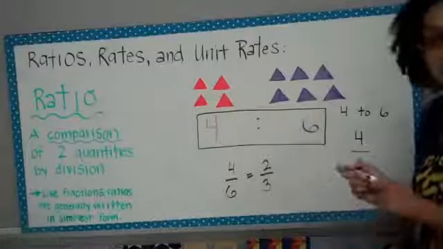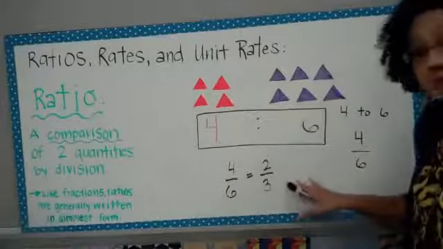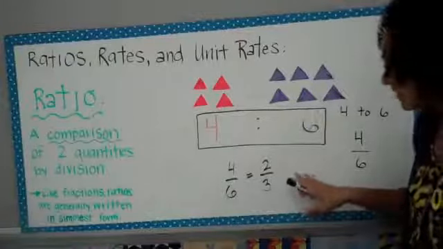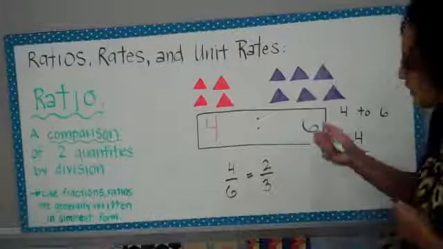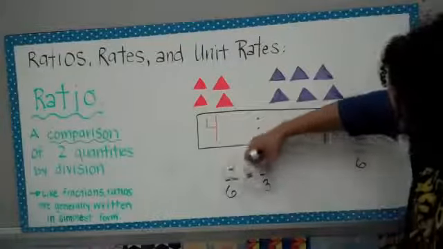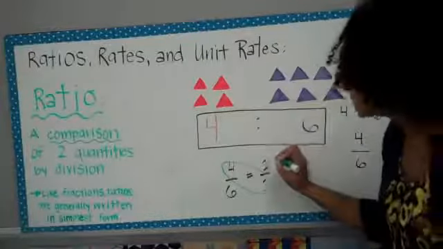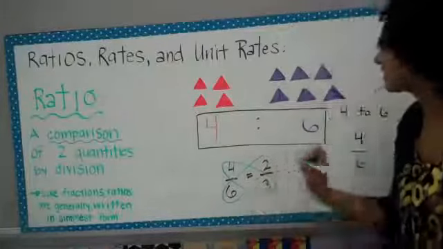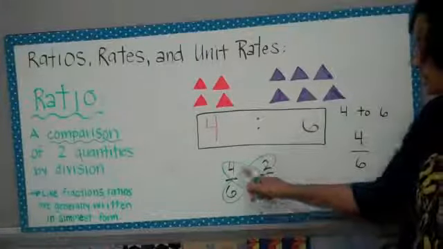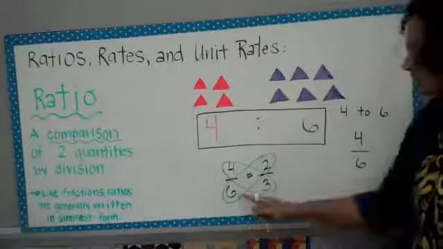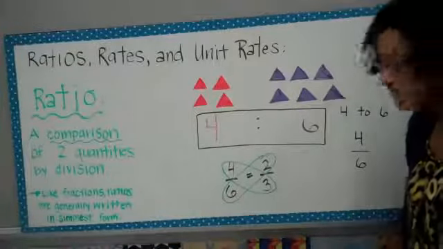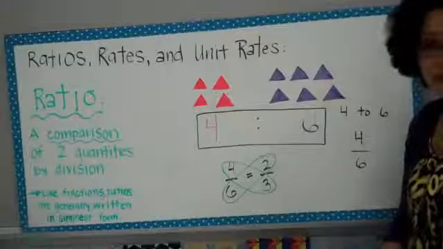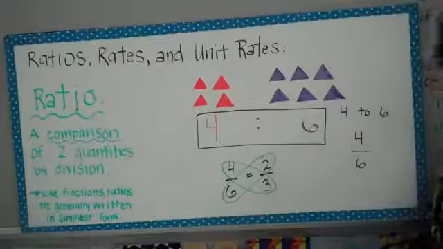Now I'm going to give you a quick way to check and make sure that you do have equivalent ratios, that they're equal, that they're the same value. If I multiply to find the cross products, 4 times 3 and 6 times 2. 4 times 3 is 12. 6 times 2 is 12. Since the cross products are equal, I have equivalent ratios. Let's look at another example.